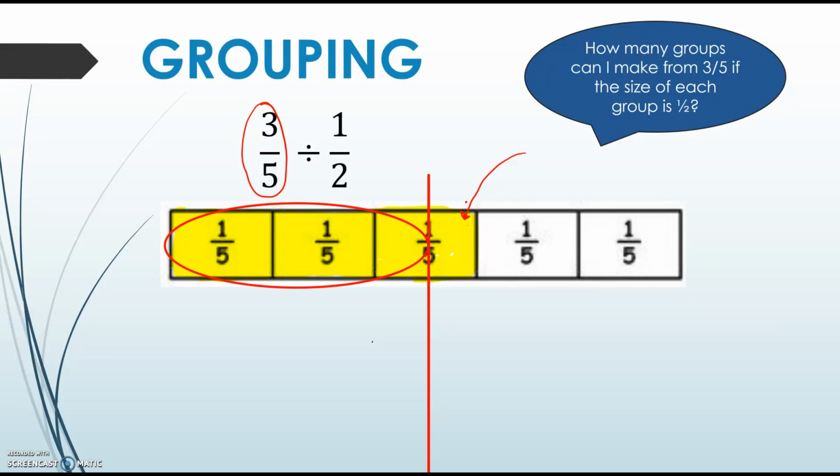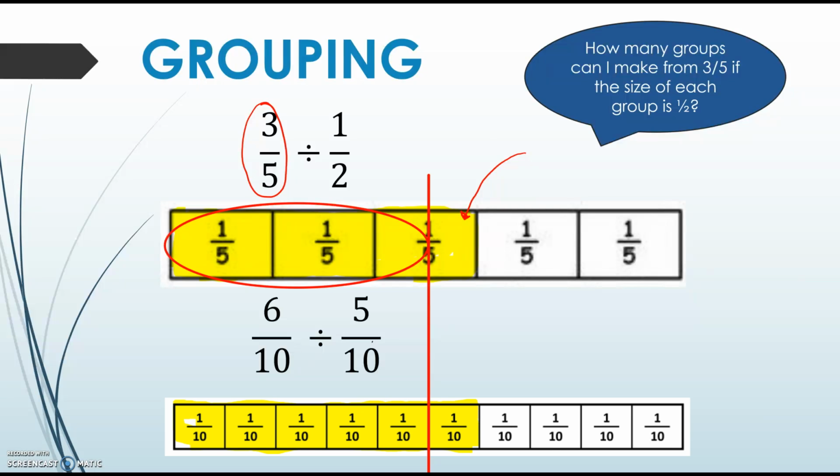And when I look at it this way, it's really hard to tell how much of a group, or what part of a group, I have left over. An easier way to think about this is to use the common denominator strategy. So we're going to take 3/5 and 1/2, and we're going to make equivalent fractions that share a common denominator of 10. When I do this, now all of the pieces that I'm going to be looking at will be of equal size. So if you see here in my model, I now am going to use a 10th strip because I have 10 in the denominator.